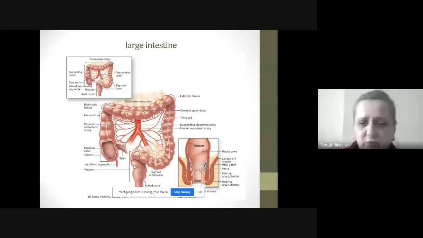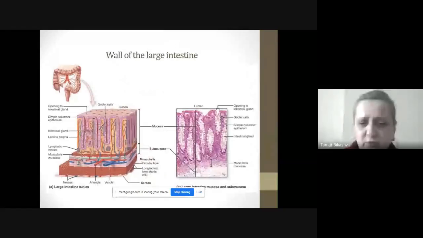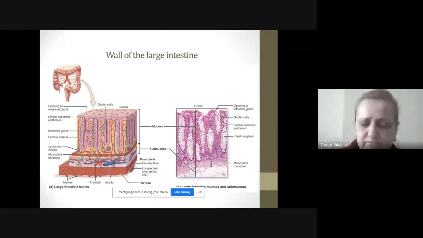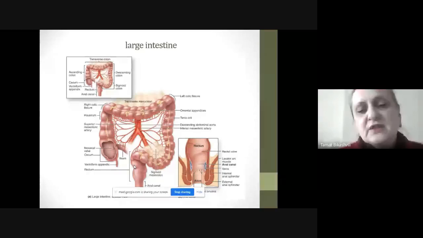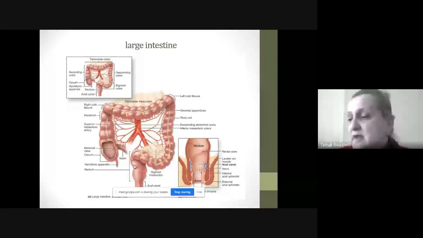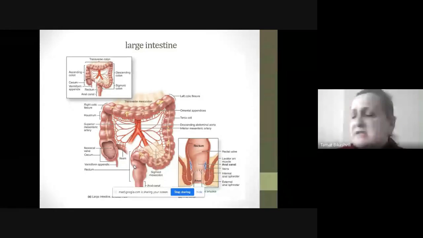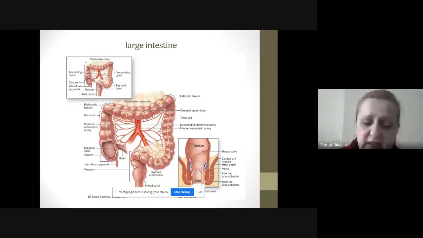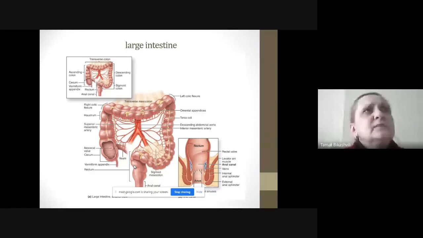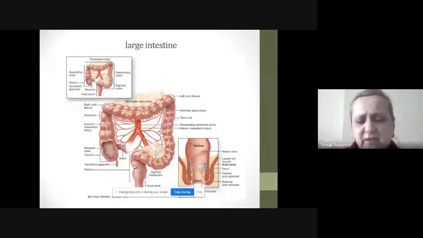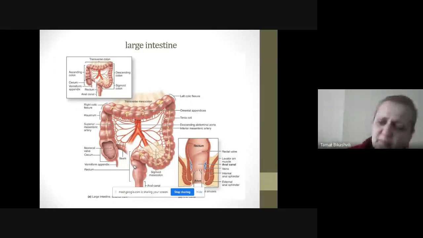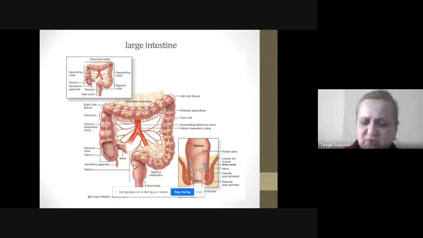Why more specific? Because here, I'll show. At first I said, then I'll show this. Here the circular and the longitudinal layers again, but here there are three specific bands, and these are the tenia. Here is the tenia coli. These are three different bands of muscle cells, and they're covered by thin serosa.